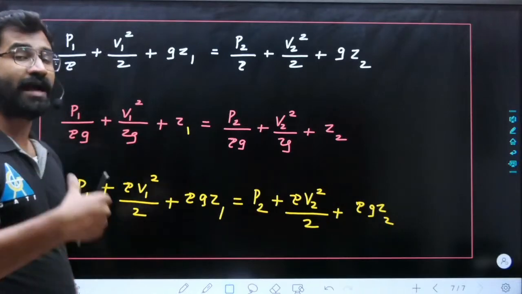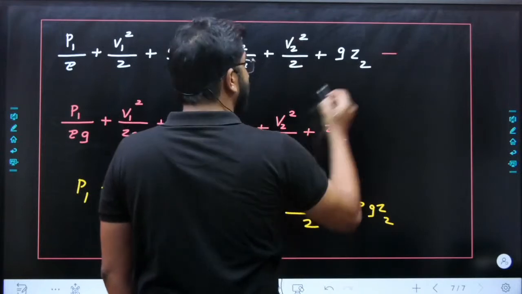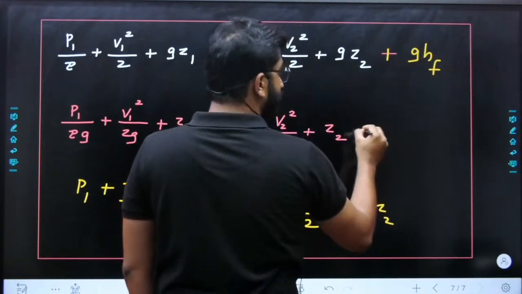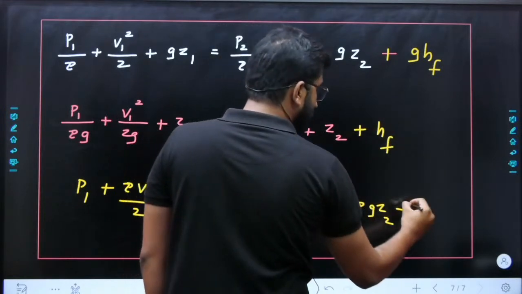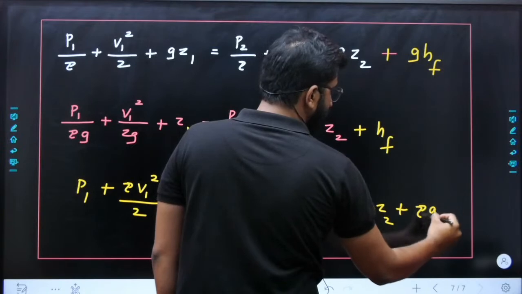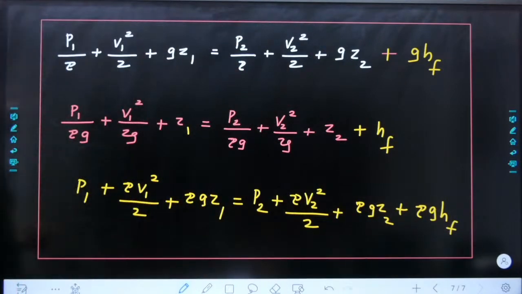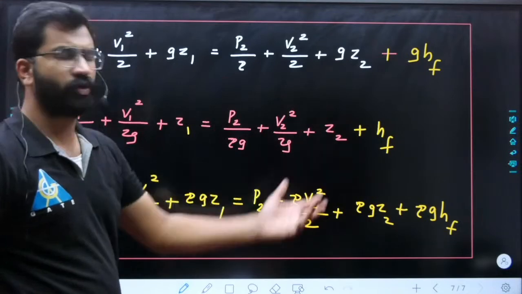Now whenever we consider friction, here we will be having what? Here we will have a term of gh_f for friction. Here you will have a term of h_f. Here we will have a term of rho g h_f whenever we consider friction. So whenever we consider friction in the Bernoulli equation, we will add a g h_f term, h_f term, rho g h_f.